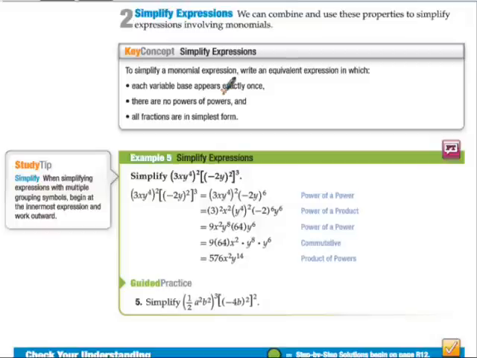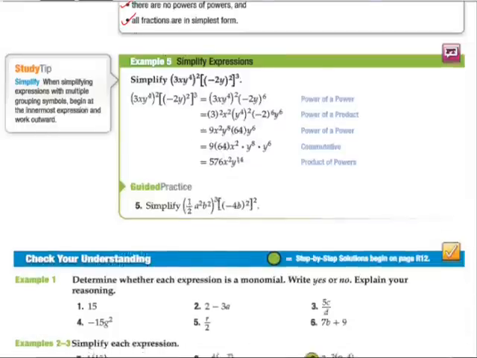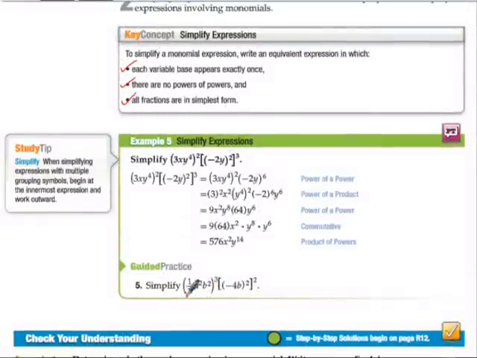Here, simplifying expressions, you always want to get things as simple as you possibly can. Make sure that each variable appears once, make sure that there are no powers of powers, and make sure that all fractions are in simplest form. You always have to do that, okay? This is just a big mess of an example saying that we're going to take power to a power, and then power to a power, and then we're going to multiply the products of powers, and then clean that up and simplify everything the best we can, and we're going to get an answer. What I'd like for you to do is go ahead and try number 5 right down here. Try that on your own. Pause the video and try that.